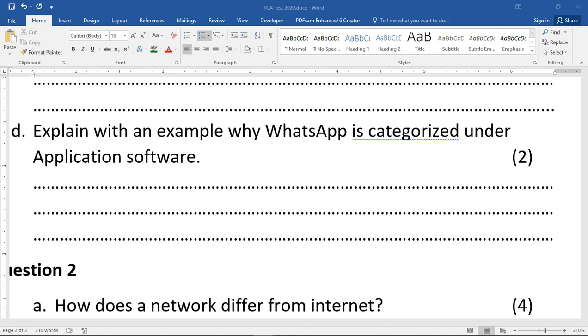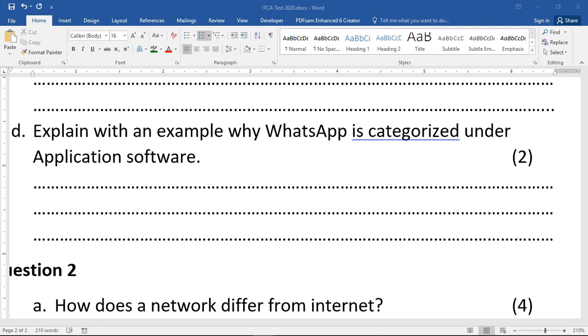For example, WhatsApp solves communication problems. It solves advertisement or promotional problems. You can actually advertise products. You can actually communicate with someone. So if you know the definition of application software, then you can sufficiently give a correct answer to this question. The answer is, because WhatsApp solves users' problems, and it was designed for the end users.